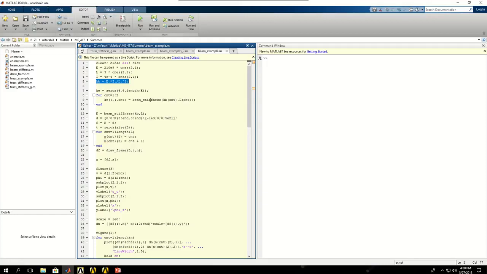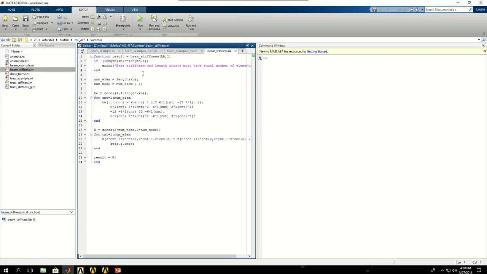Then I find the stiffness matrices for each of the elements, the local stiffness matrices, using a function file that I've written for the beam stiffness matrix, which is in here. Basically it uses those numbers that I've put in the equation there to give me the stiffness matrix for the beam.